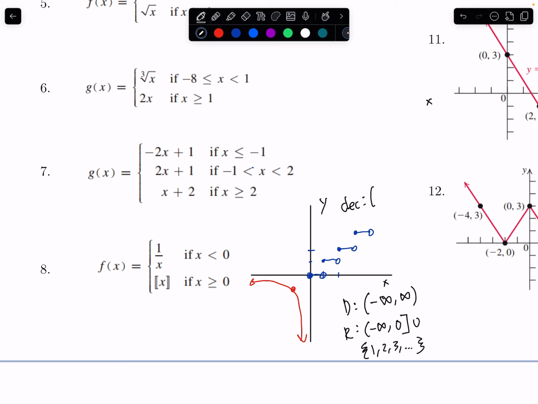Okay, great. Increasing, never. Decreasing for that first portion. So decreasing from -infinity up until 0. And then constant on those step function intervals. So 0 to 1, 1 to 2, 2 to 3, etc. Constant.